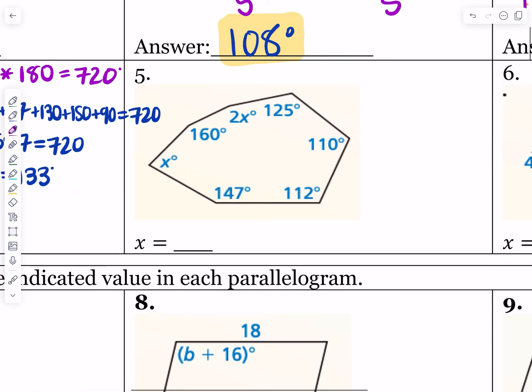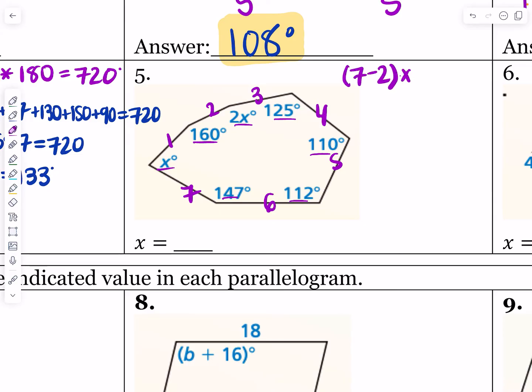Let's count the number of sides. So 1, 2, 3, 4, 5, 6, 7. I will be honest with y'all, it's kind of hard for me to see right there if that was a side or not. So another way you can double check this is count the angles. There are 1, 2, 3, 4, 5, 6, 7 angles as well. So we know that this is a 7-sided figure. So this is a heptagon.